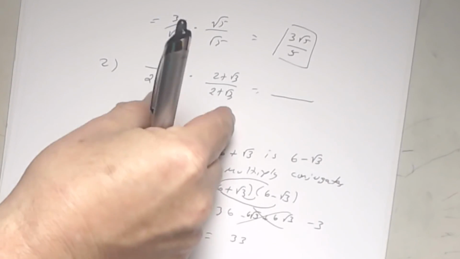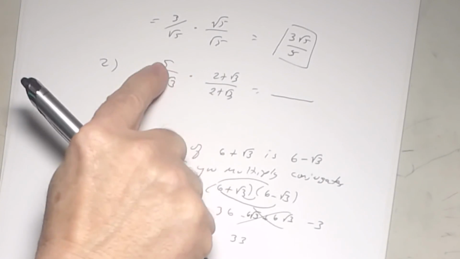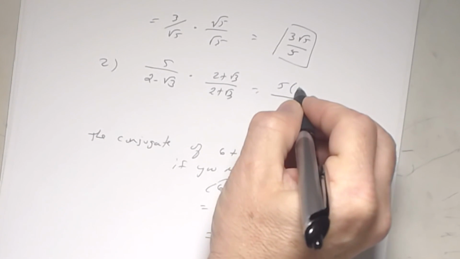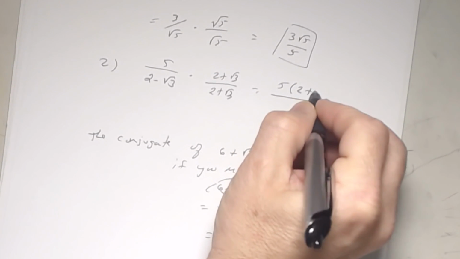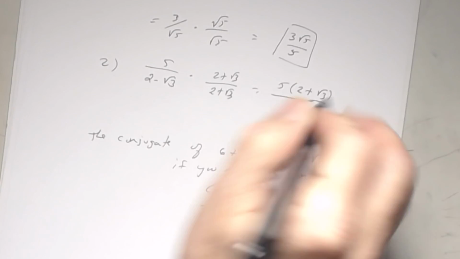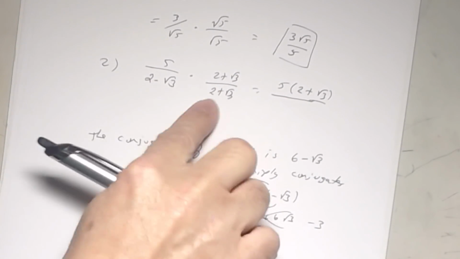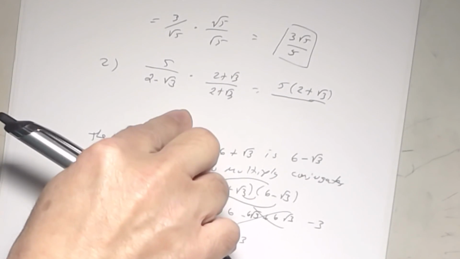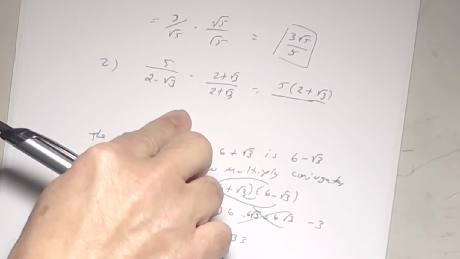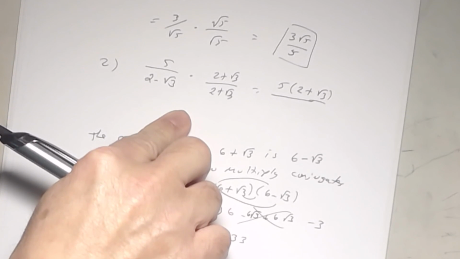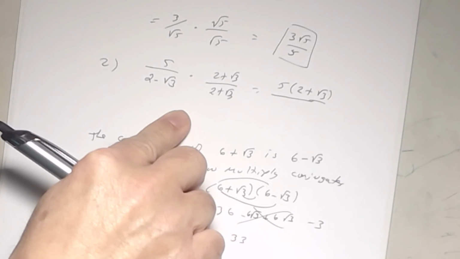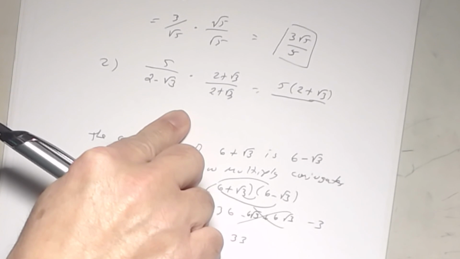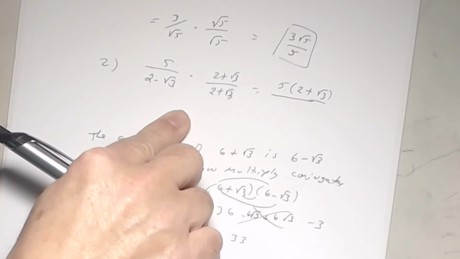So you're going to write this as one fraction now. So it's 5 times what? 2 plus square root of 3 over. Now here, I'm multiplying two binomials. You notice they're conjugates, right? So that means that the outer and the inner will do what? Cancel out. So all you have to deal with is first and last.